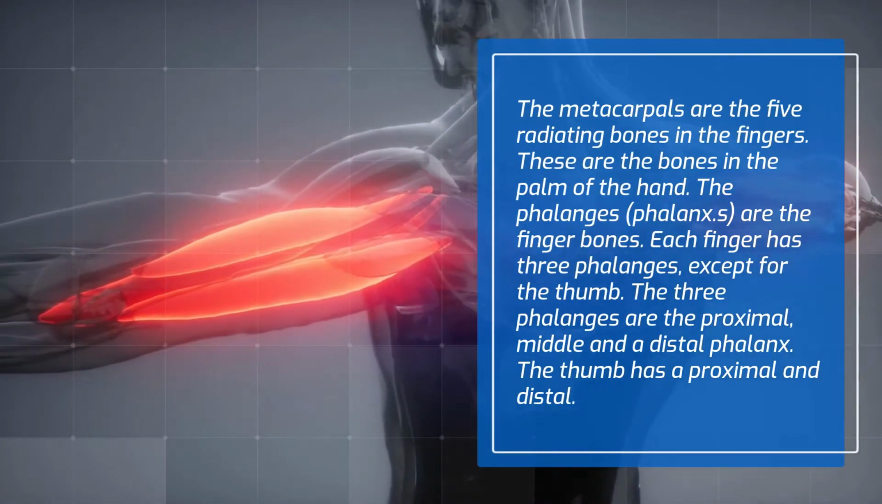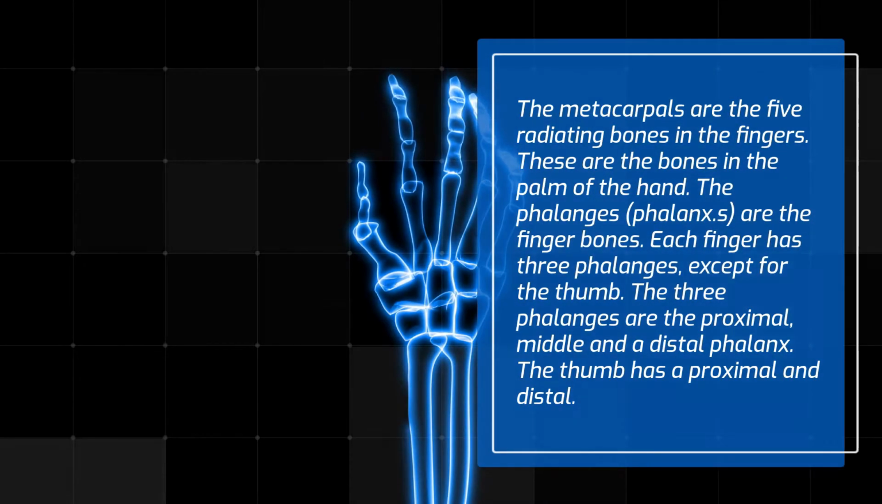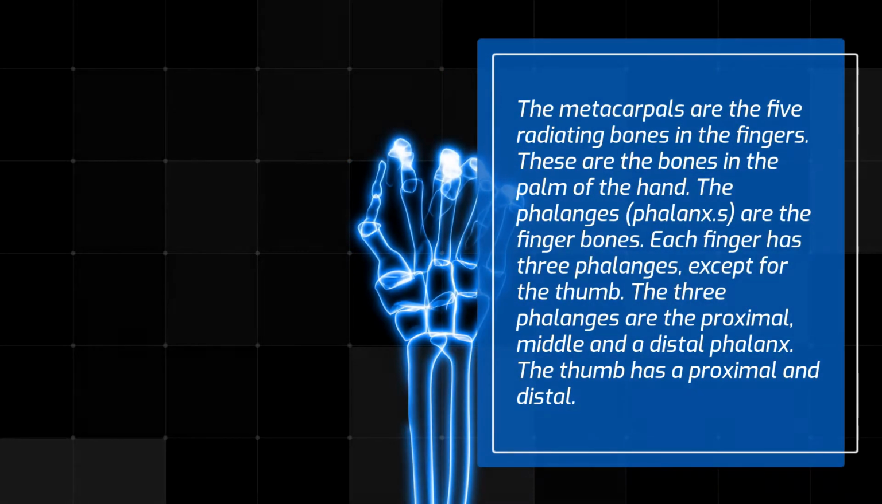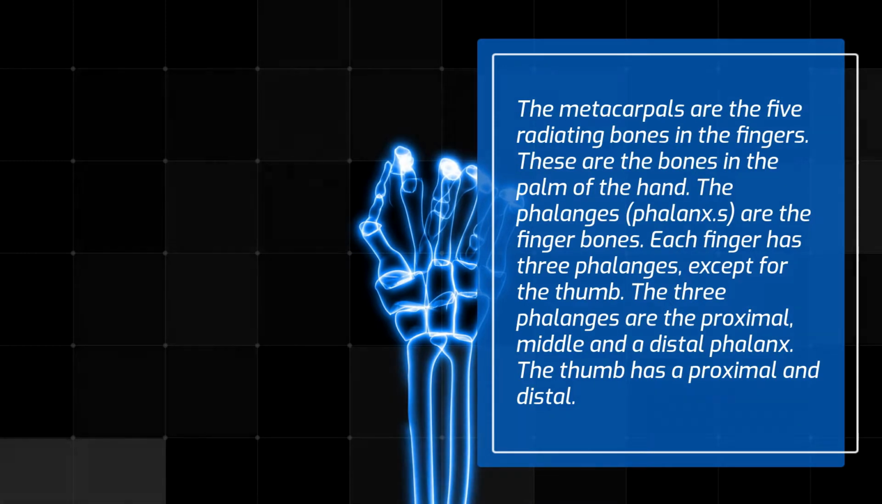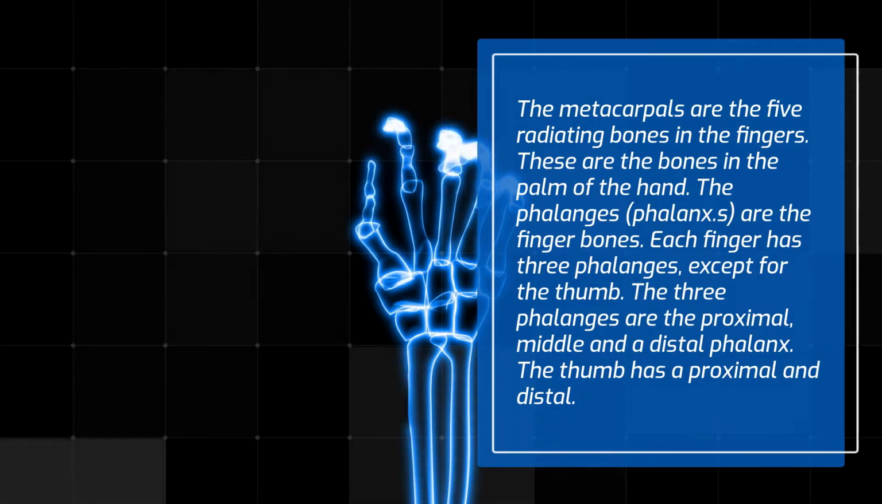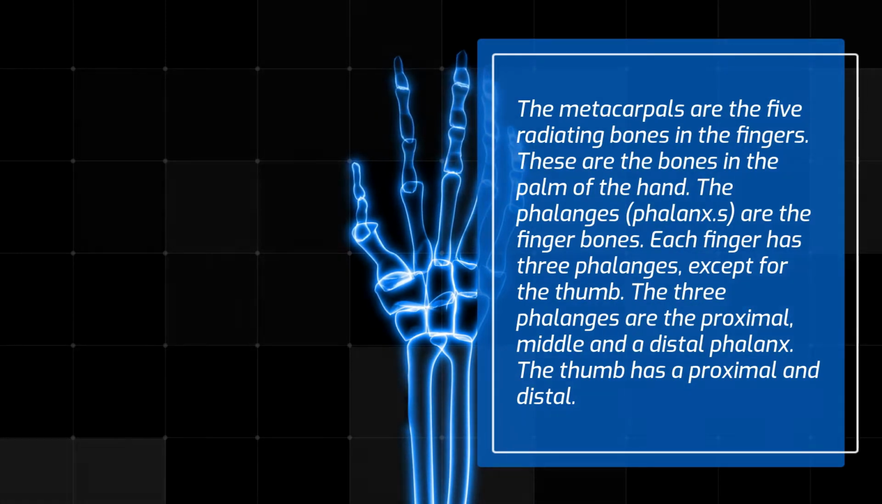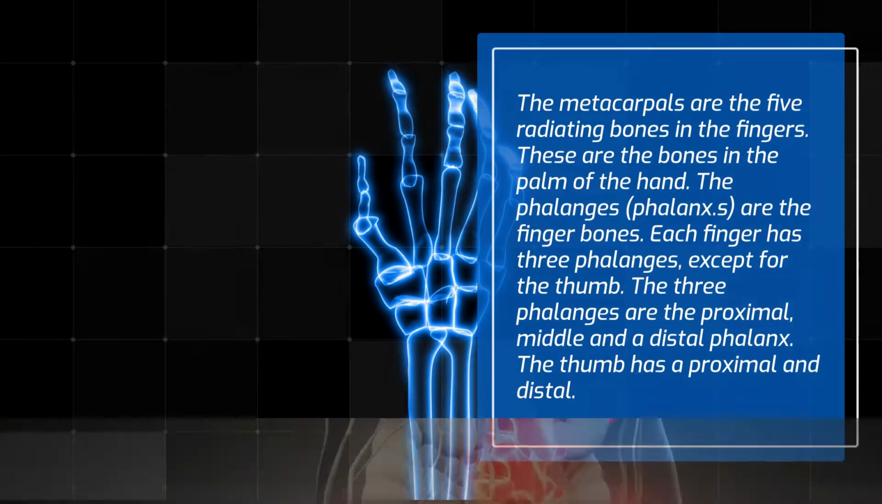The phalanges, singular phalanx, are the finger bones. Each finger has 3 phalanges, except for the thumb. The 3 phalanges are the proximal, middle and distal phalanx. The thumb has a proximal and distal.